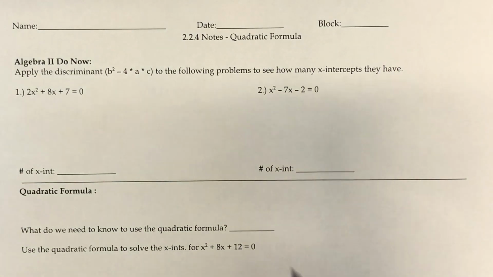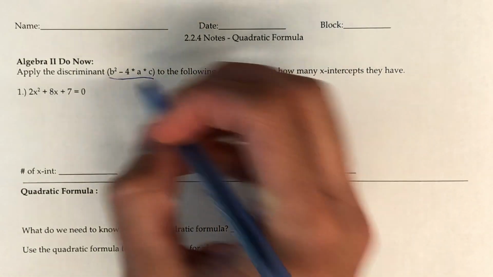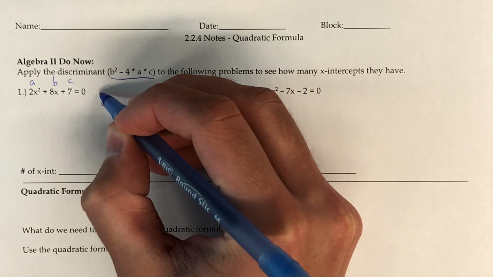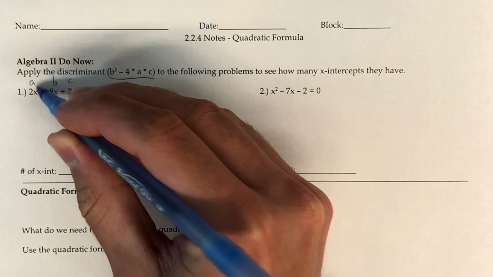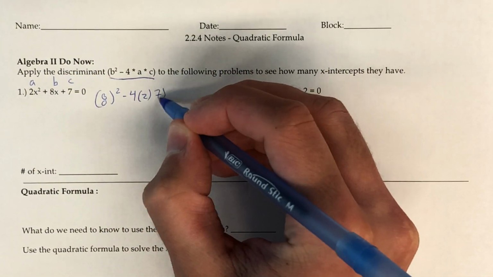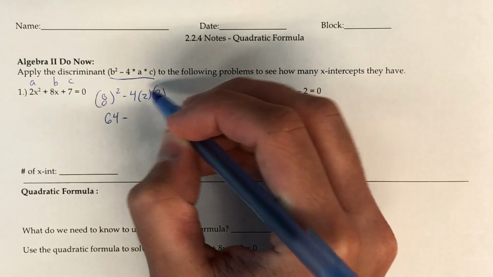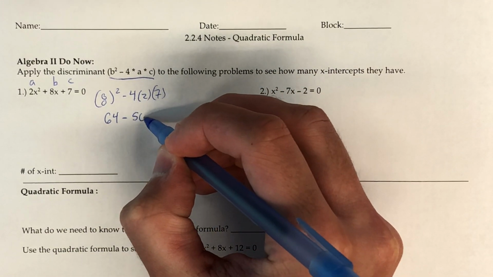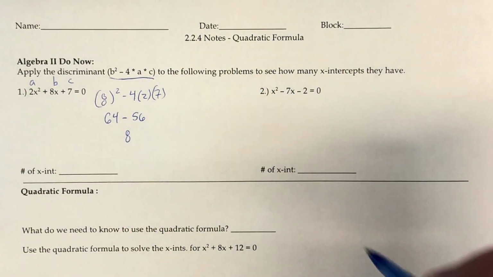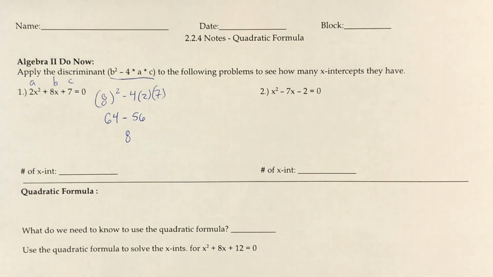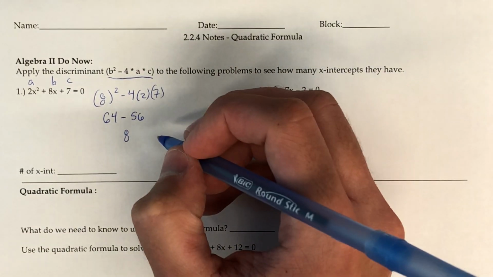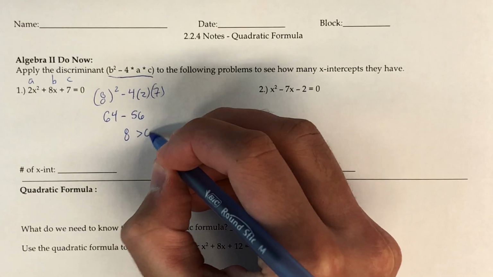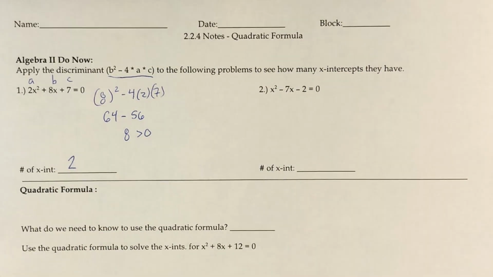Okay, here we go. So the discriminant formula is b squared minus 4ac, where a goes with x squared, b with x, and c is our number. So b squared would be 8 squared minus 4 times our a is 2, c is 7. 8 squared is 64, 4 times 2 is 8, times 7 is 56, 64 minus 56 is 8. That does not mean we have 8 x-intercepts, remember. You use your discriminant in terms of how it relates to 0. So since 8 is greater than 0, it means we have 2 x-intercepts.